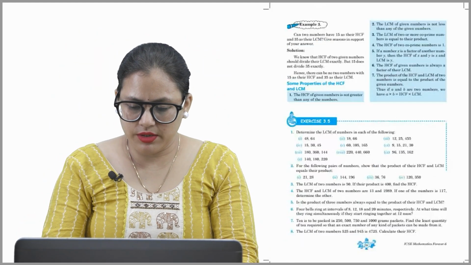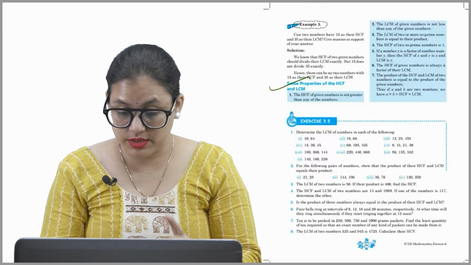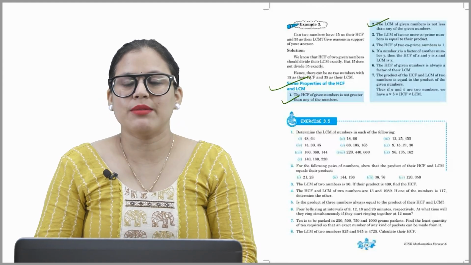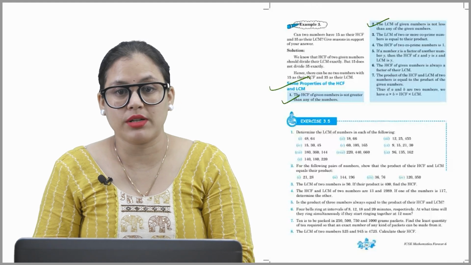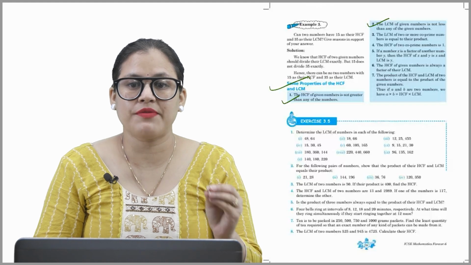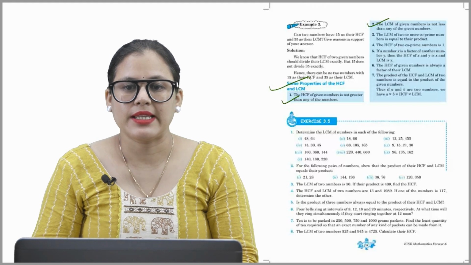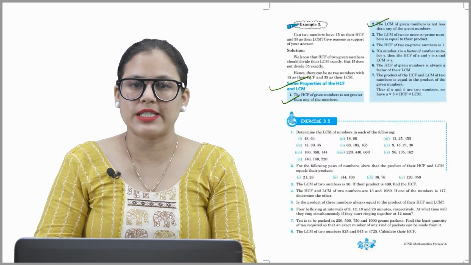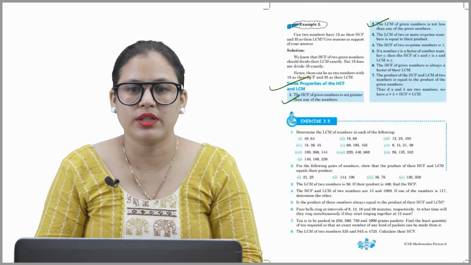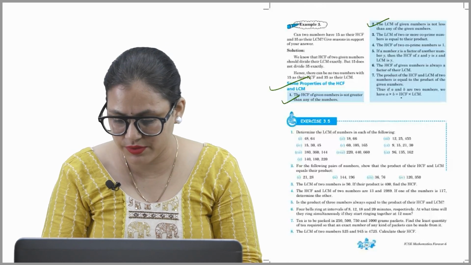Some properties of the HCF and LCM. 1. The HCF of the given numbers is not greater than any of the numbers. Remember that. 2. The LCM of the given numbers is not less than any of the given numbers. 3. The LCM of 2 or more co-prime numbers is equal to their product. 4. The HCF of 2 co-prime numbers is 1. 5. If a number x is a factor of another number y, then the HCF of x and y is x and LCM is y. 6. The HCF of given numbers is always a factor of their LCM. 7. The product of the HCF and LCM of two numbers is equal to the product of the given numbers. Thus, if A and B are two numbers, we have A into B is equal to HCF into LCM.